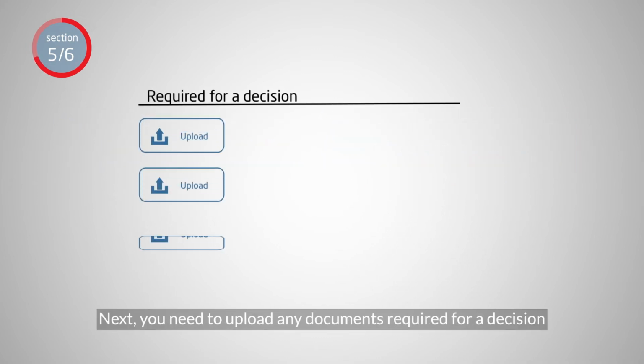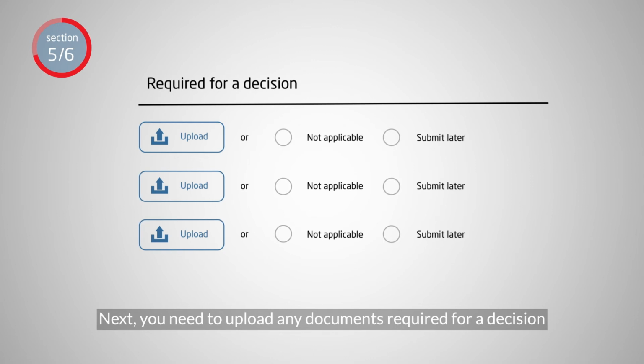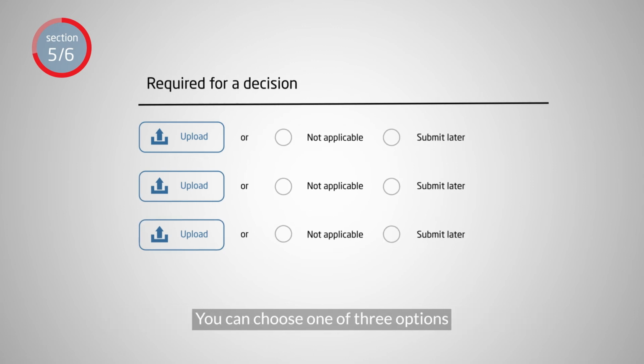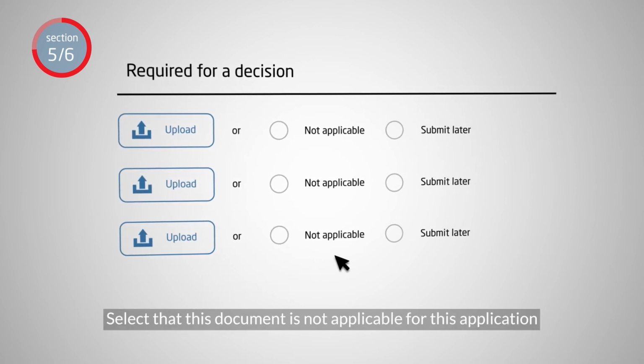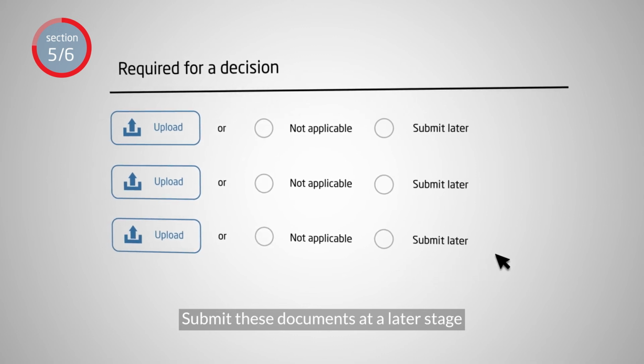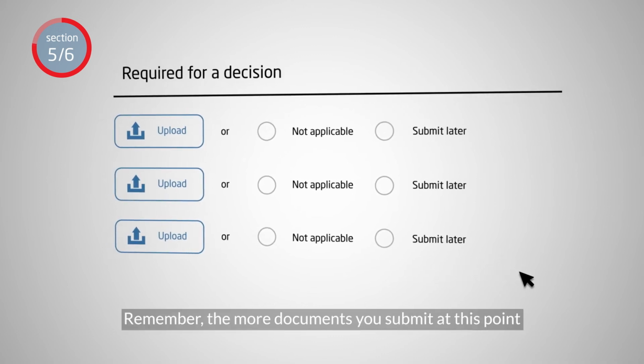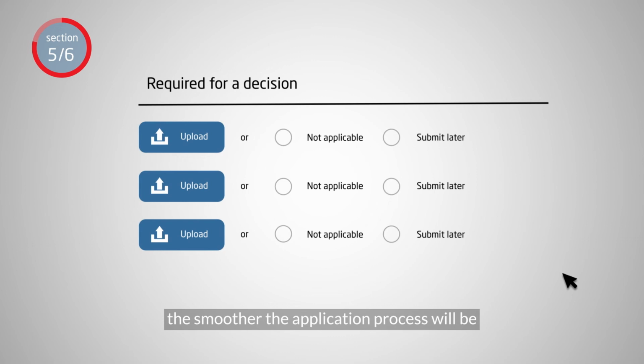Next, you need to upload any document required for a decision. You can choose one of three options. To upload these documents now, select that this document is not applicable for this application. Submit these documents at a later stage. Remember, the more documents you submit at this point, the smoother the application process will be.